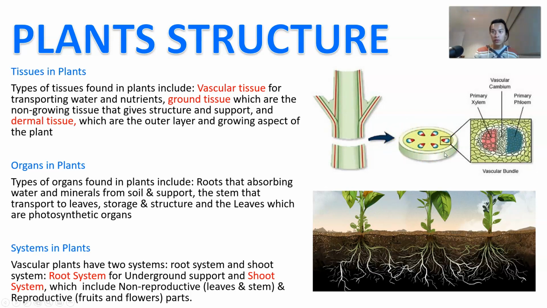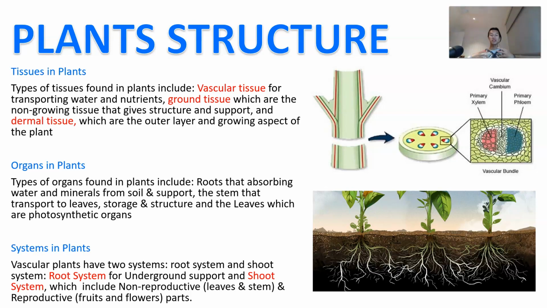Plants also have organs. They're less recognized, but they also have different types of organs. The roots can be considered an organ because they're designed to absorb minerals and water from the soil. The stem transports water to the leaves, and then also the leaves are organs as well as the flowers, okay?